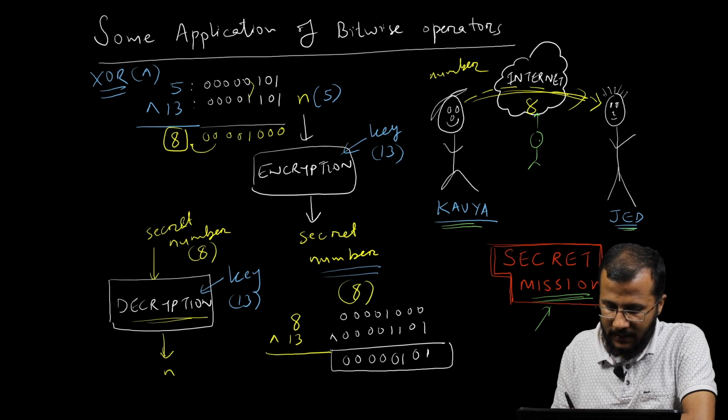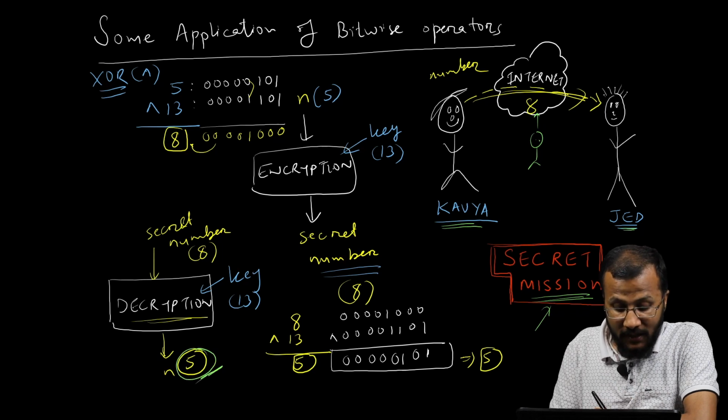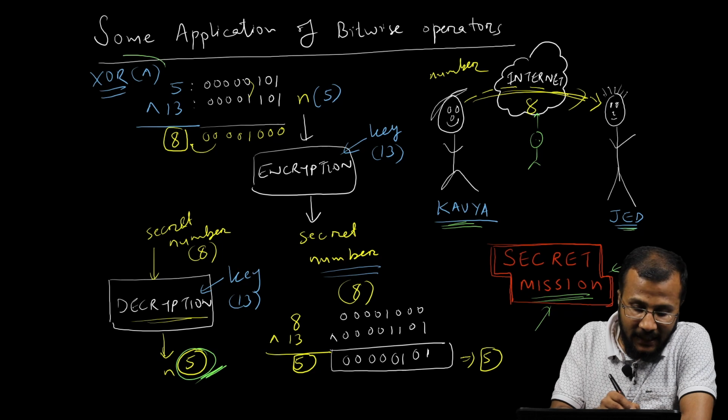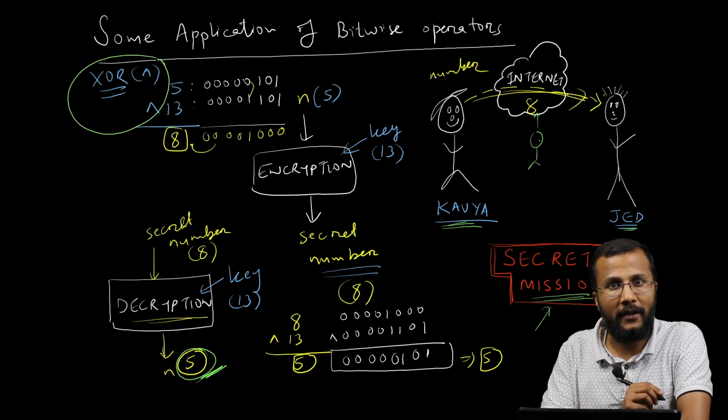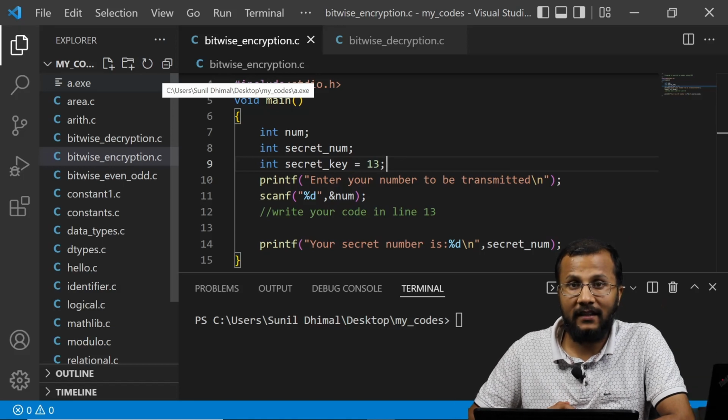If you look at this, this is 0 0 0 0 1 0 1, which is nothing but 5 in decimal. Now Z could actually get the original number that Kavya was intending to send. This is how encryption and decryption can be done using the XOR operator. I hope you have understood this. Now let's try to demonstrate the same by writing a computer program.